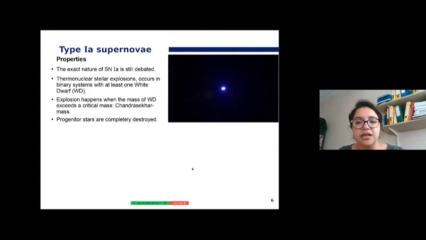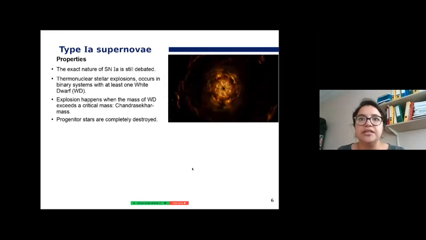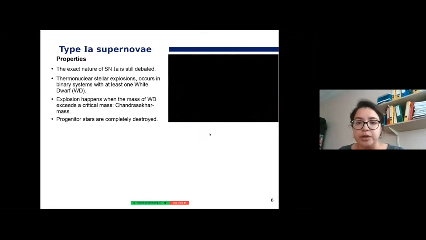that they are stellar explosions that occur mainly in binary systems with at least one white dwarf. Here in this artistic view, we see a degenerate system with two white dwarfs. The explosion happens when the mass of the white dwarf exceeds the Chandrasekhar mass.